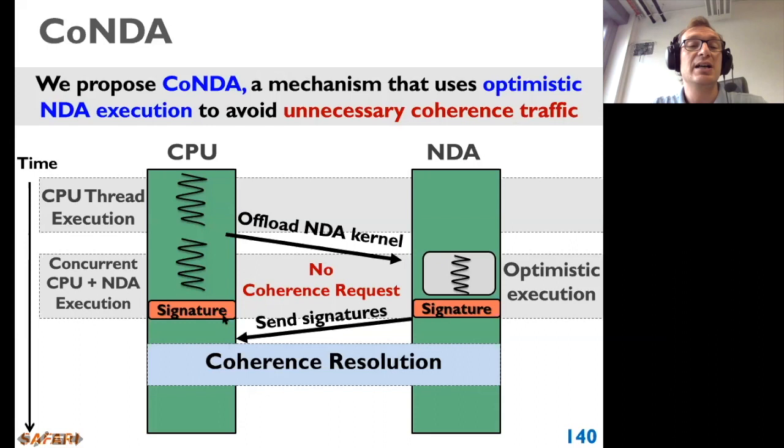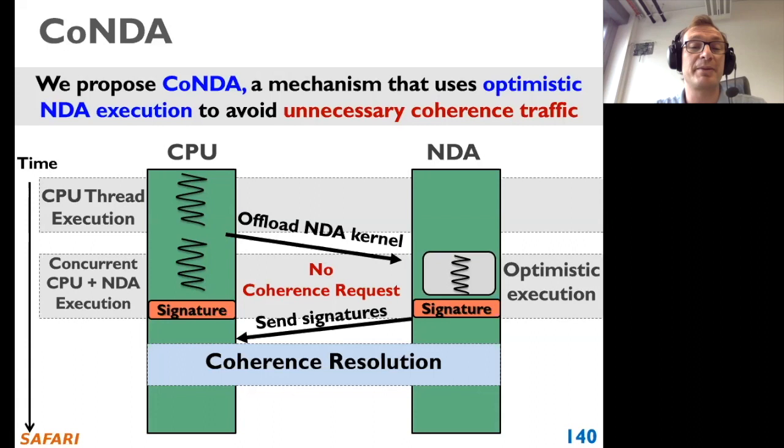And for example, if the signatures overlap, meaning the CPU read a location that the NDA wrote to, then what happens is the CPU tells the NDA, roll back to the beginning and re-execute, okay? That's one violation, as you can see. There could be other forms of violation if both of them wrote to the same location, etc. When we discuss coherence, we will talk about that mechanism. And we may actually talk about transactional memory also.